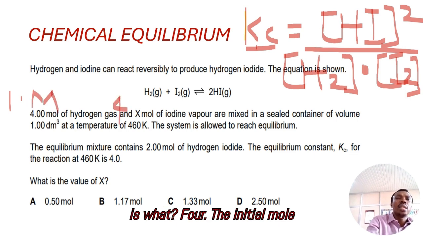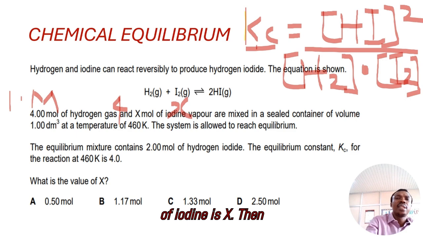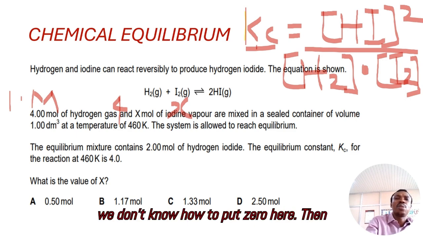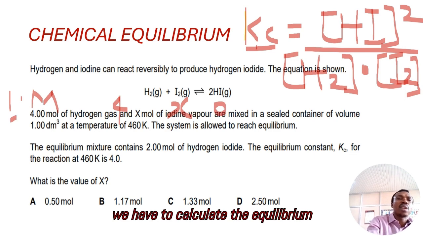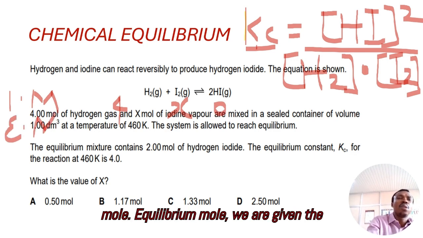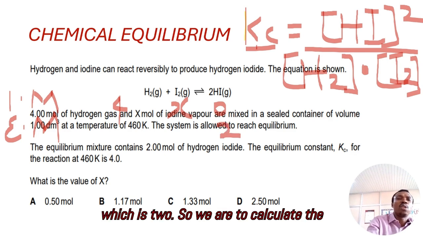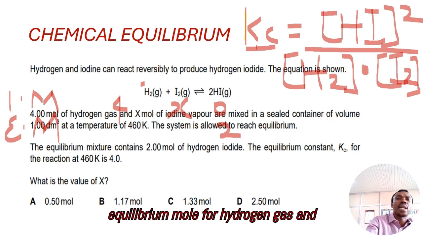The initial mole of iodine is X. Then the initial mole for hydrogen iodide, we don't know, so we put 0 here. Then we have to calculate the equilibrium mole. For the equilibrium mole, we are given the equilibrium mole for hydrogen iodide, which is 2. So we have to calculate the equilibrium mole for hydrogen gas and iodine gas.